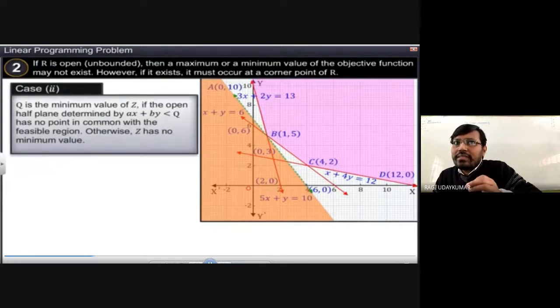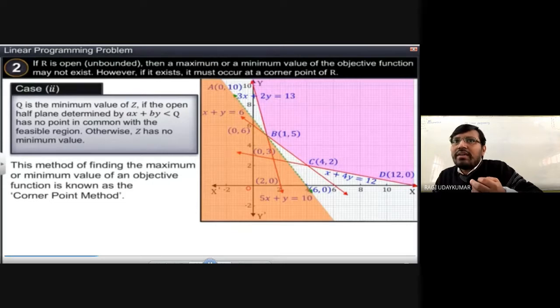And the second case: q is the minimum value of z if the open half plane determined by ax plus by less than q has no point in common. There is no point in the less than q region. Then q is the minimum value, and otherwise z has no minimum value. In that case, minimum value. So this is a method of finding the maximum or minimum.